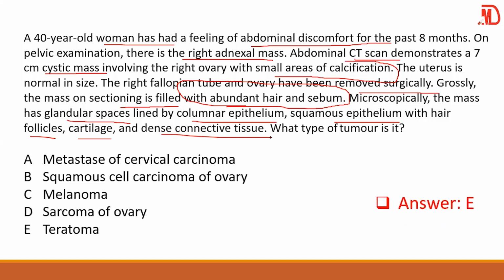Of course, one of the complications of teratoma is ovarian torsion, testicular torsion, or hydrops fetalis, and so on and so forth. So here we are thinking of a teratoma. And of course, the question is saying that we have hair, we have sebum, we have connective tissue, we have cartilage. Everything is pointing towards teratoma.